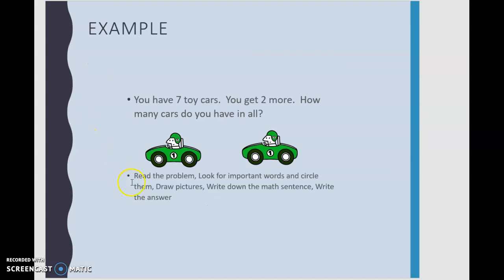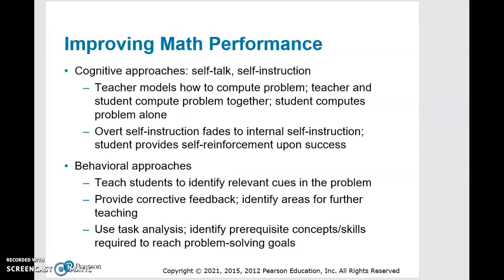So an example would be, okay, read the problem. You have 7 toy cars. Look for important words and circle them. Oh, I'm going to circle 7 toy cars. I'm going to circle 2 more. I'm going to circle in all. I know I'm going fast. Draw pictures. So here's a couple cars. You could draw some more cars and then write down the math sentence and write the answer. So you would write 7 plus 2 equals 9. It's a really good strategy. And again, I feel that there should be a name for it, but there's not.